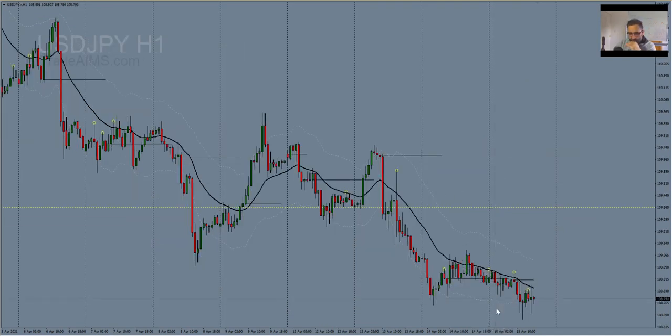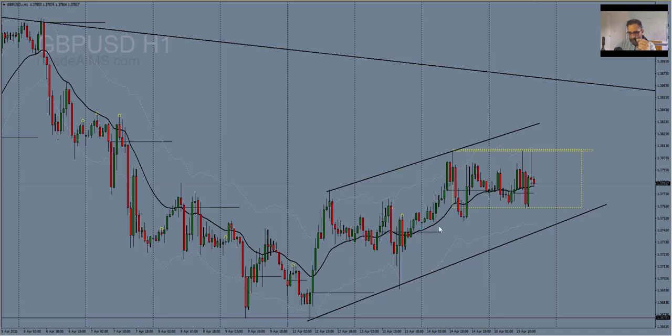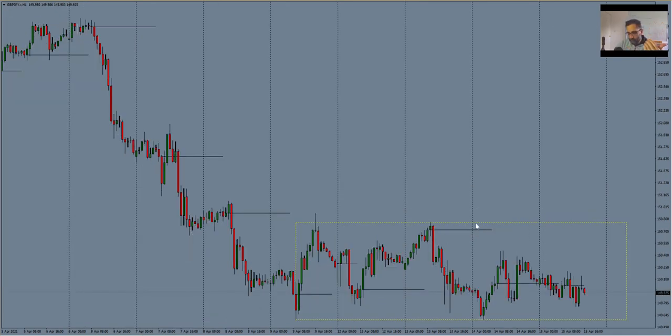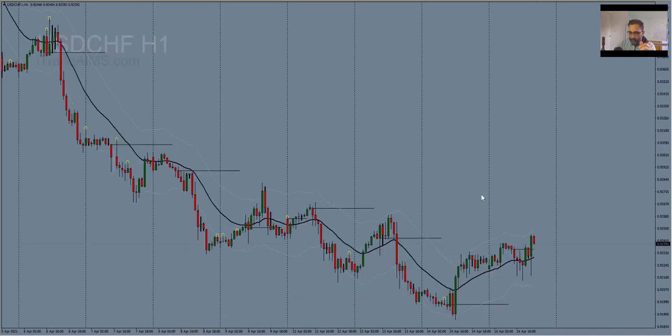So we have the dollar yen in a downtrend, and the pound in a sideways. So the pound yen can go sideways or down. So basically not really moving strongly. So we'll leave that as it is.